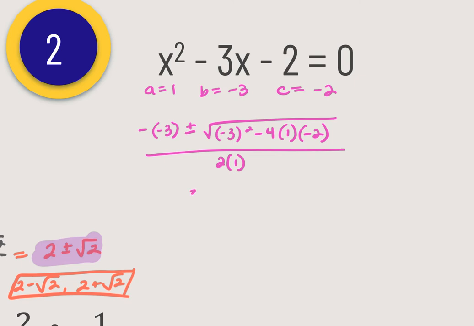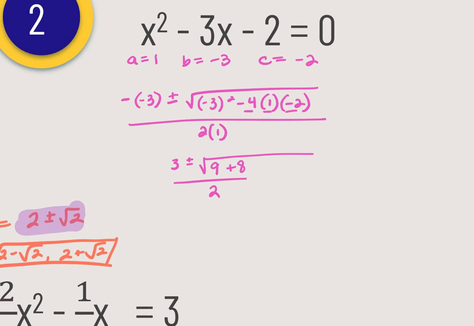Negative 3 becomes positive 3 plus and minus the square root of negative 3 squared is 9. Negative 4 times 1 is negative 4 times negative 2 is positive 8 over 2. And I get 3 plus and minus the square root of 17 over 2. Can you simplify square root 17? No. So on an open-ended question, I would keep it just like that.